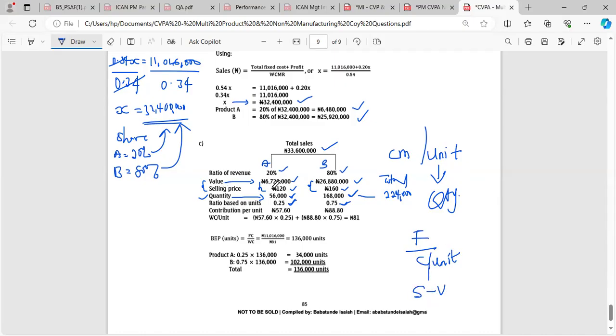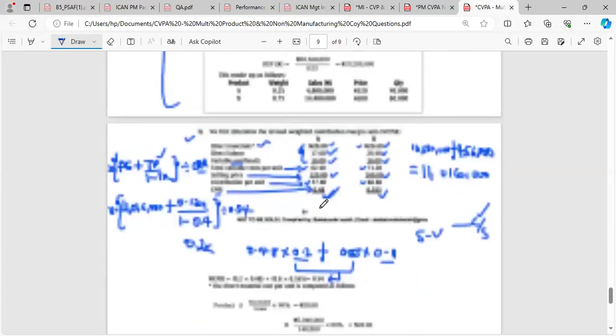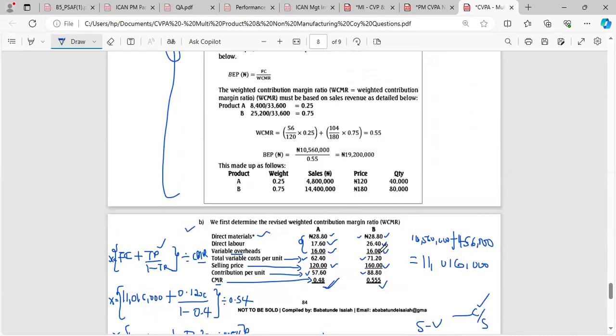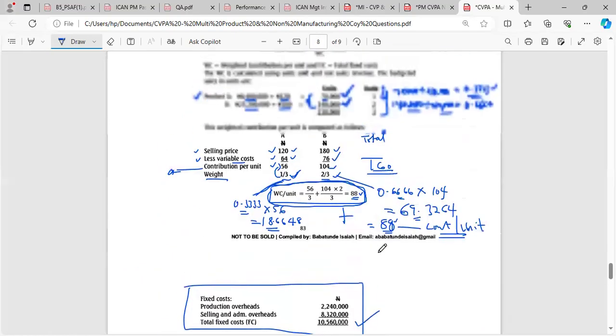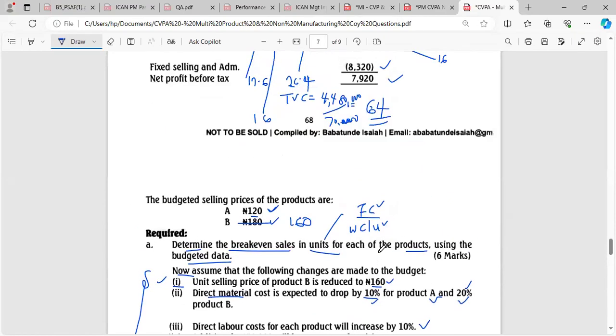And our sales we've computed as 120 and 160. But this variable cost is our issue now. And our variable cost does not change. Okay? Variable cost does not change. Let's go and check for variable costs. We did variable costs before. Let's go and check. What was our variable cost when we divided?